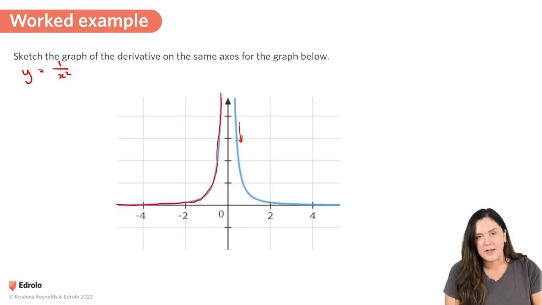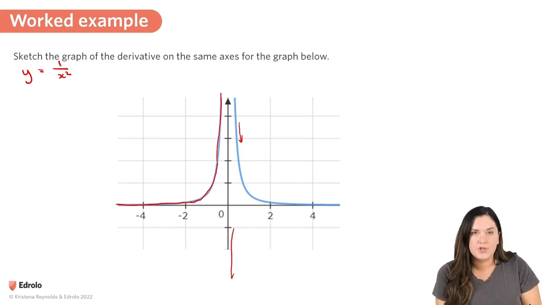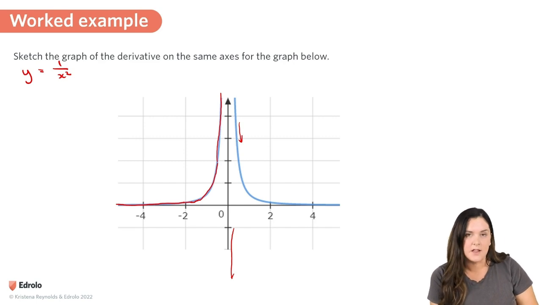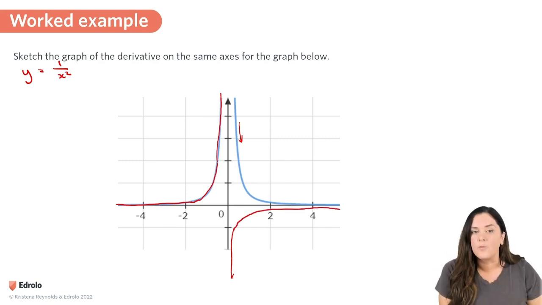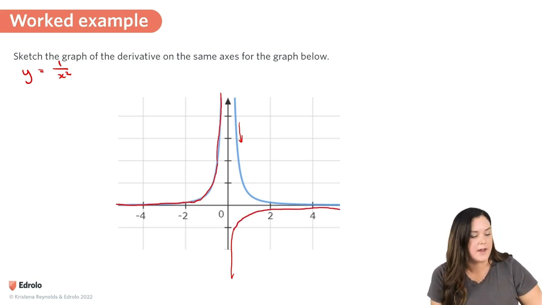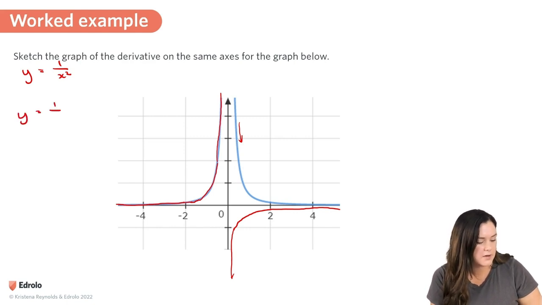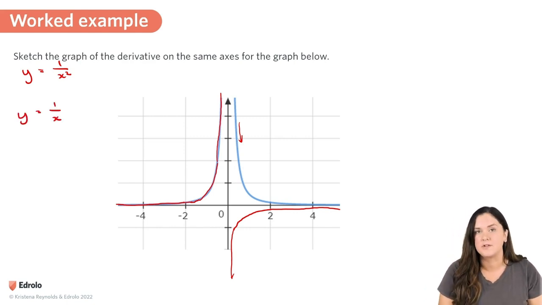So since our gradient is decreasing quite rapidly, it is going to be quite close to the normal y-axis, but underneath the x-axis. As it gets towards +2, it is tapering off, so it's becoming closer to 0. So that means our line is going to become closer to the x-axis, but again, it's not going to touch because it's not going to get to 0. And what we see is we actually have the graph of a rectangular hyperbola. So we have the y equals 1 over x as our gradient graph.